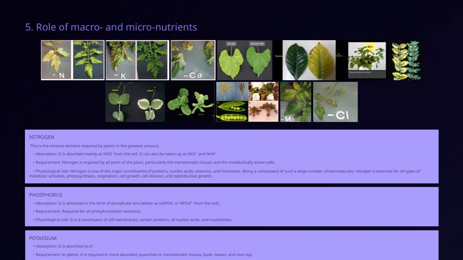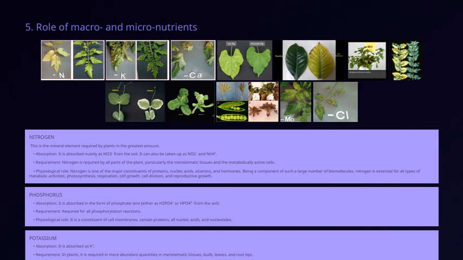Sulfur is a part of amino acids like cysteine and methionine, essential for protein synthesis. It's also involved in DNA and RNA synthesis and activates enzymes of respiration and photosynthesis. Plants absorb sulfur as sulfate ions, SO4 2-, and it's particularly needed in young leaves and meristematic regions.